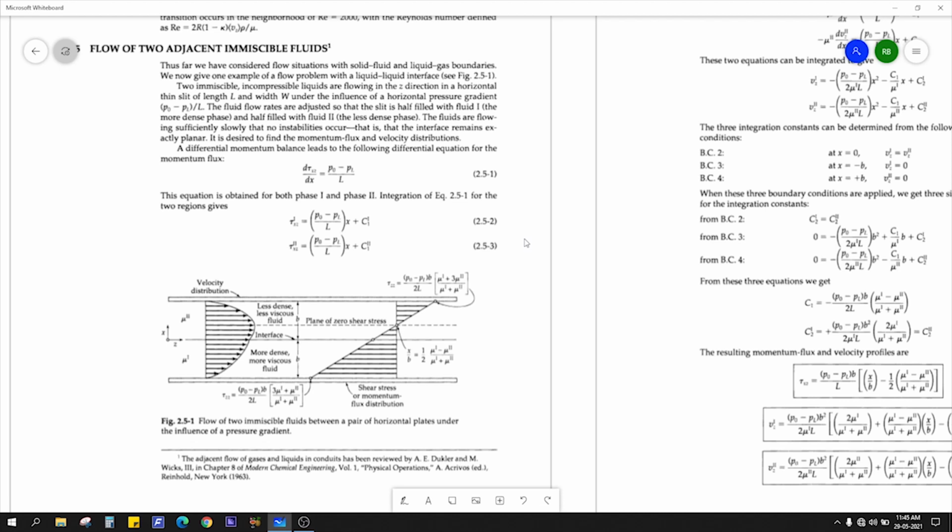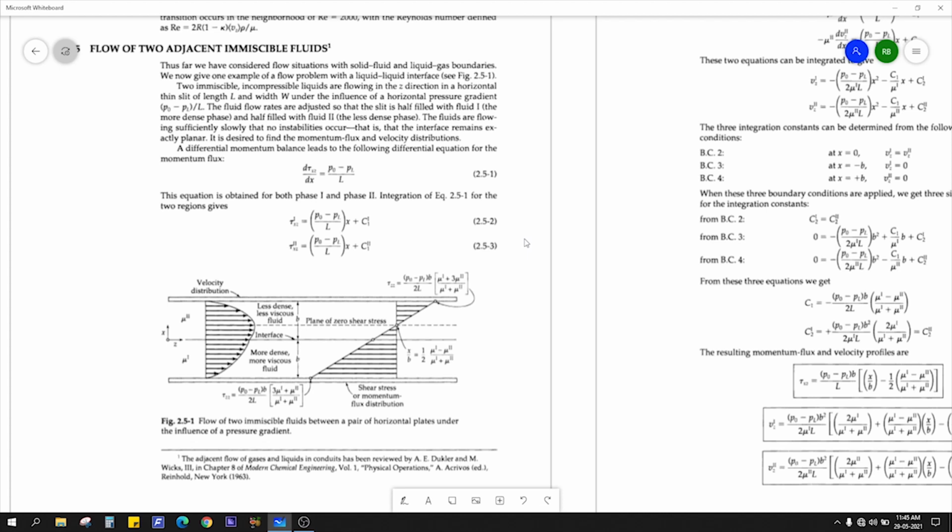We have already discussed three boundary conditions. One was solid and liquid interface, one was liquid and gas interface, and another was liquid-liquid interface. Solid-liquid interface was straightforward, right? The velocity at the wall is zero, so that was the fluid-solid interface.